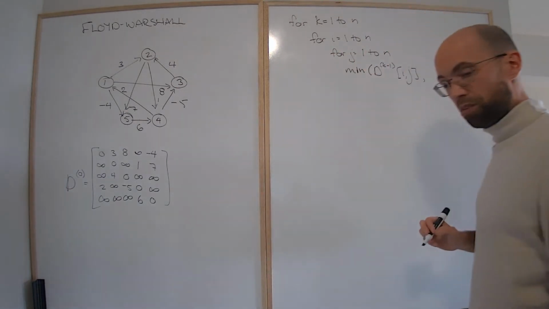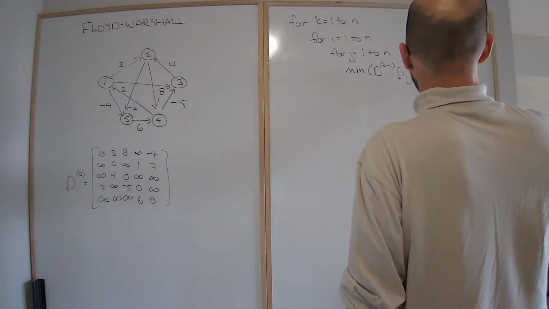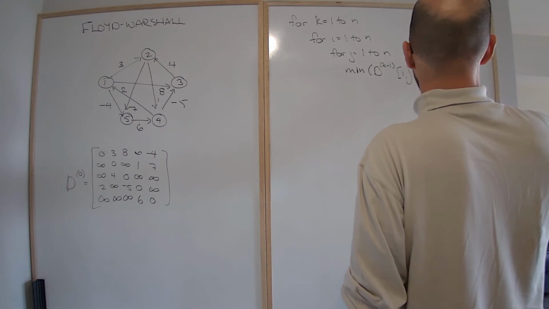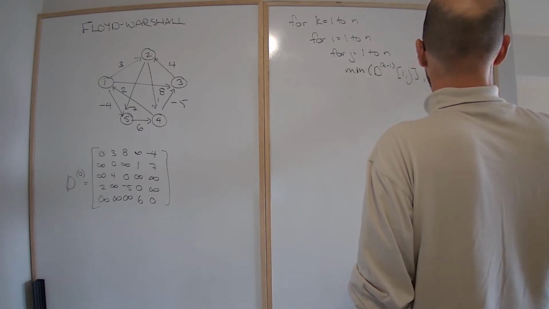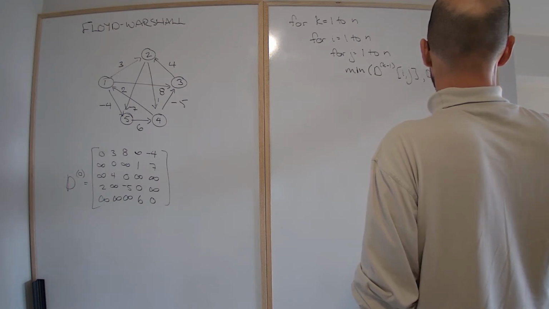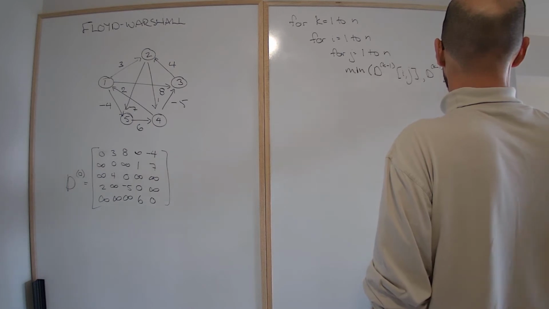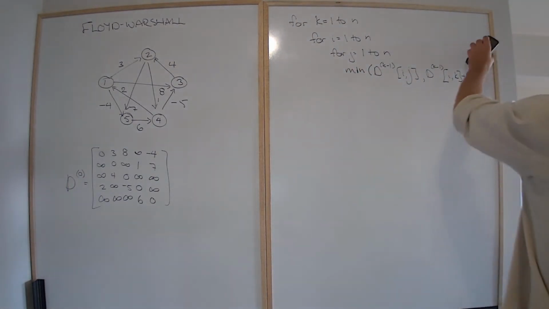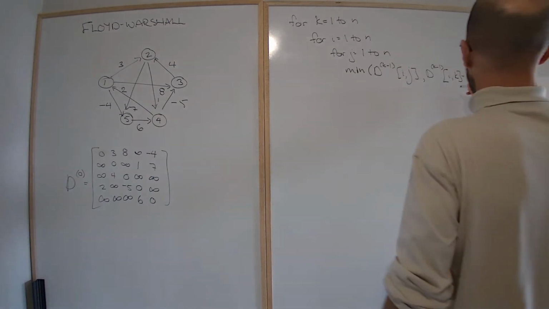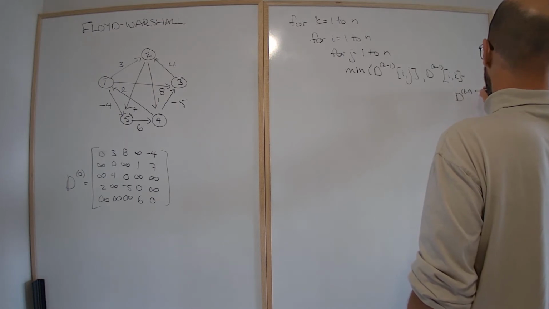And then it's going to be D k minus 1, i to k, plus D k minus 1, k to j.